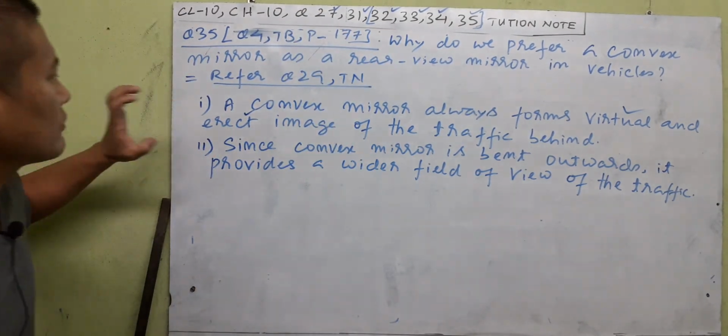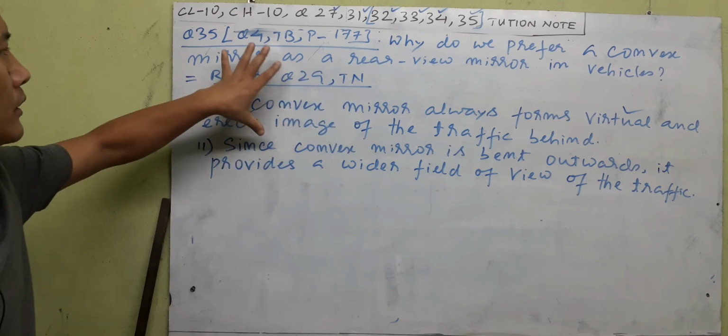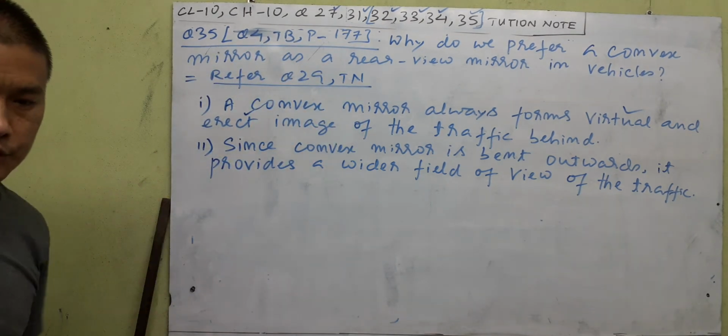So these are the 2 reasons why we use a convex mirror for rear view. Okay, this concludes your class. We'll continue in the next class.